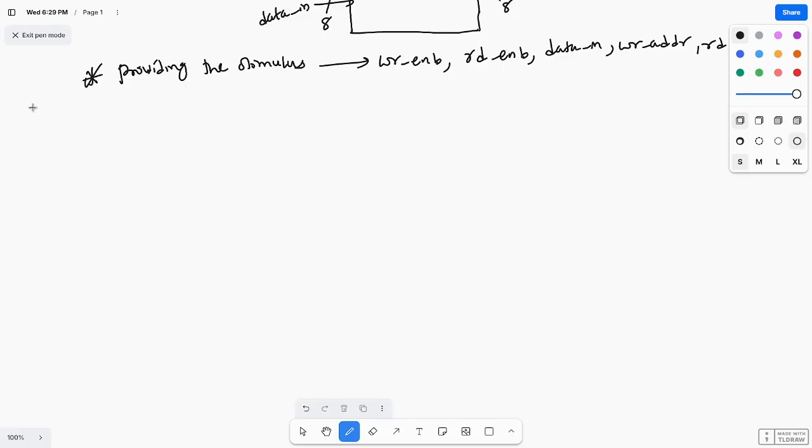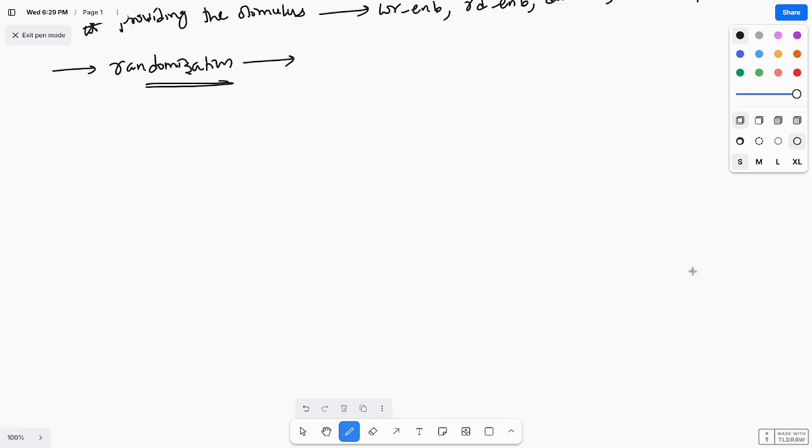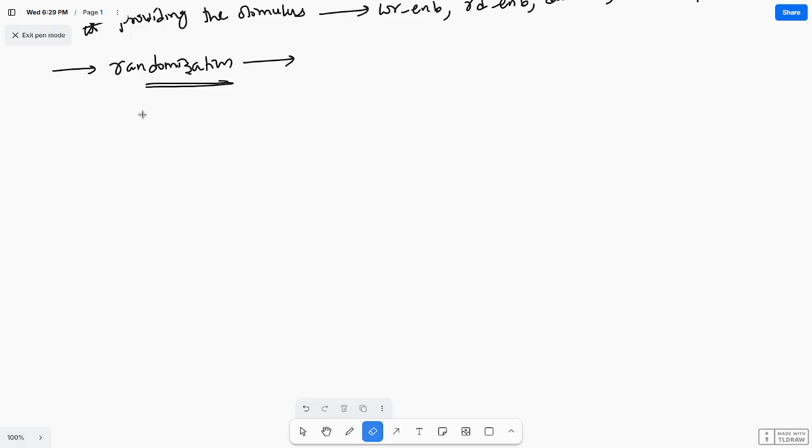We have already seen randomization, no? Randomization means we randomly generate the values which are provided to the design. We are using a keyword called rand. So for this randomization, you are using a keyword called what? Rand.